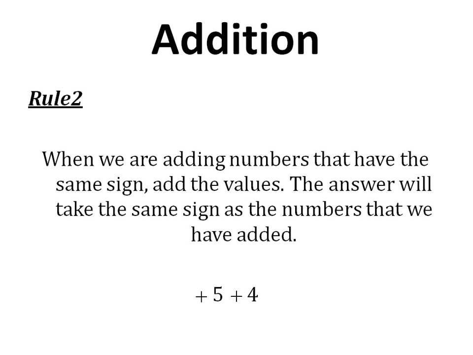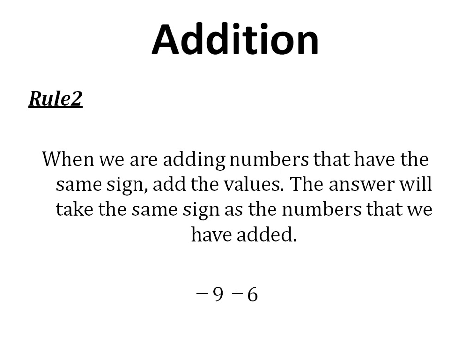Here we have another addition. This time we are adding numbers that have positive sign. So we are going to add the values. 5 plus 4 is equal to 9. The numbers that we are adding both have positive signs. Therefore, the answer is going to be positive. And of course, with or without the positive sign, it is a positive 9.